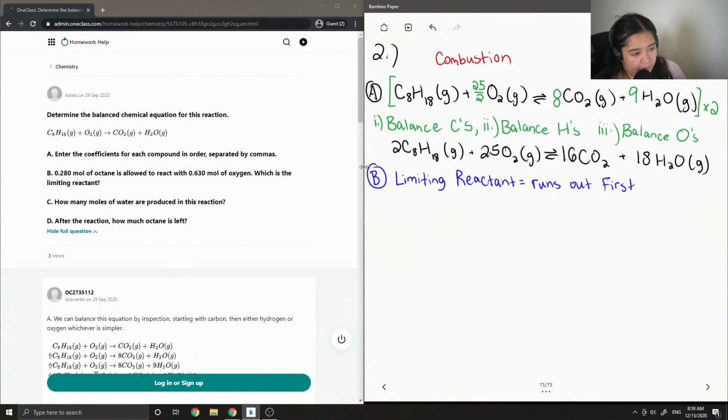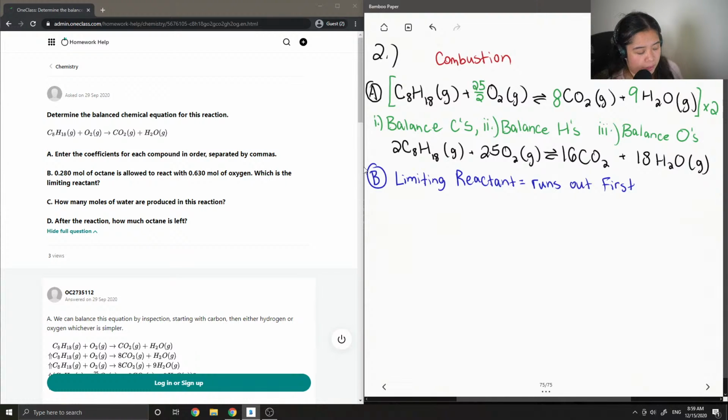So there are different methods that people like to use to find out which one of their reactants is limiting. One way that I like to do is to find how much product is formed if the reactant went to full completion. So basically I try to find the number of moles of one of my products, and the one that has the lesser amount is the limiting reactant. So let's start off with the octane first.